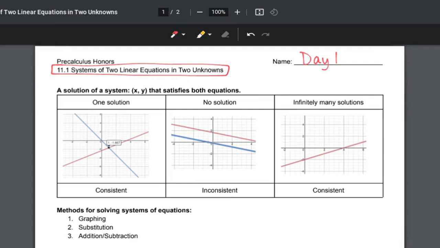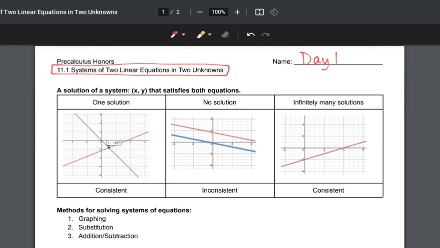All right, welcome. We're going to do day 1, which is 11.1, systems of 2 linear equations and 2 unknowns. This should be pretty familiar to you from Algebra 1 and Algebra 2. So here are some examples of linear equations that either intersect in one location, no locations, or infinitely many locations.